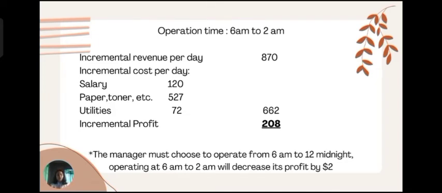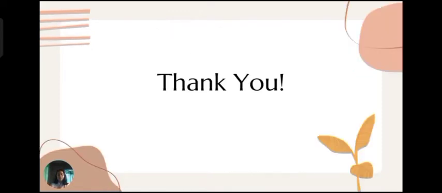So the manager must choose to operate from 6 a.m. to 12 midnight, because if he will operate from 6 a.m. to 2 a.m., the profit will be decreased by $2. So that's all for this report.